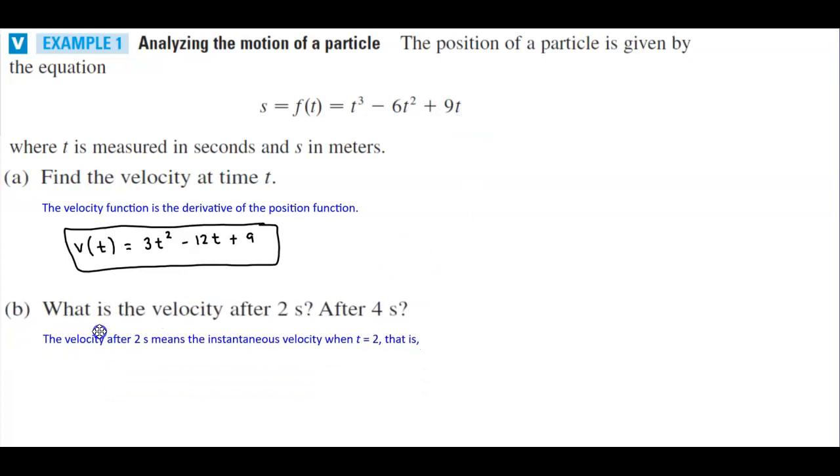Now in part B, it's asking us what is the velocity after 2 seconds and after 4 seconds. The velocity after 2 seconds means the instantaneous velocity when t is equal to 2. So we want to find v of 2, and we're going to plug it into that formula. It's going to be 3 times 2 squared minus 12 times 2 plus 9. And so that equals negative 3 meters per second.